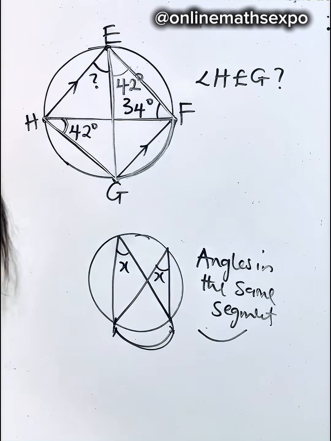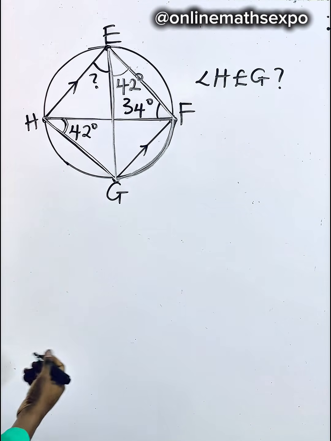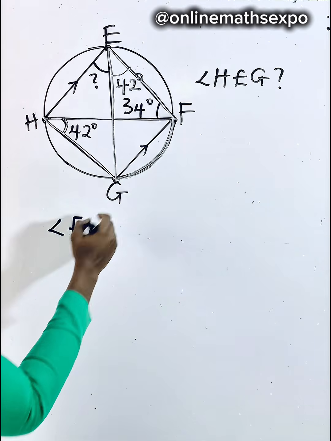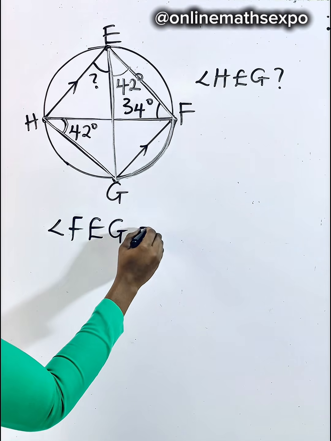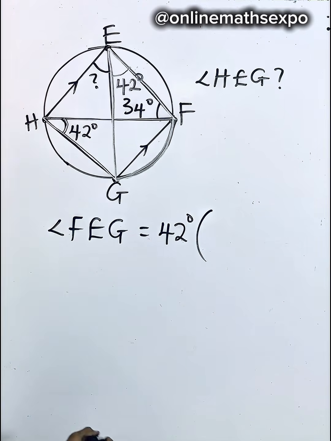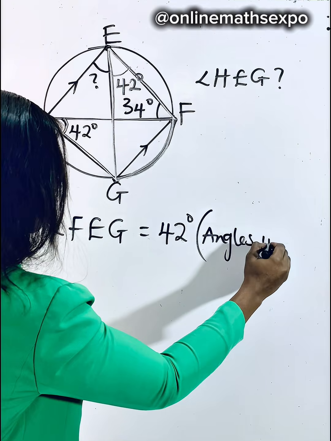So let's name this angle. It means that angle FEG is also the same as 42 degrees. What is your reason? The angles in the same segment.